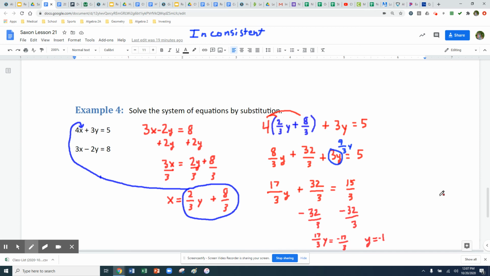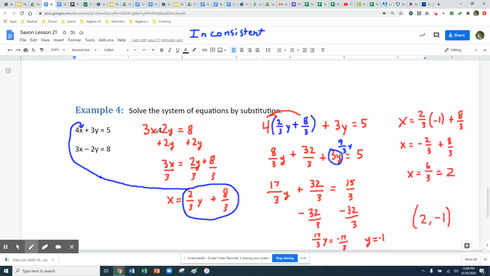And I'll subtract over 32/3, which gives me 17/3 y equals negative 17/3. Divide both sides by 17/3. I'm going to get y is equal to negative 1. Now that I know y is negative 1, I can put that back in for y over here and then solve for x. So I'm going to do that in this next column over to the right.